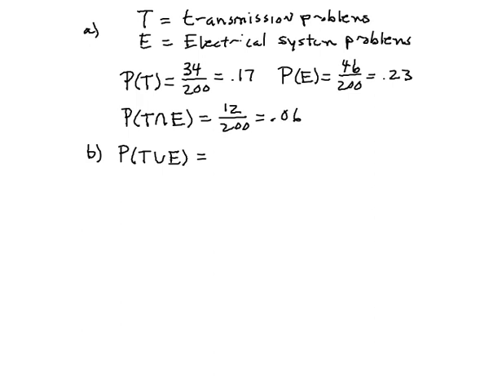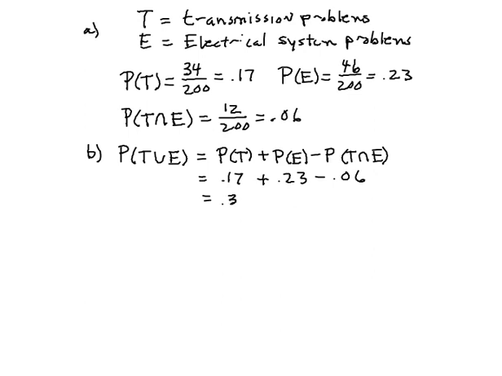Now how do I solve for that? Well, with the addition law, I know that that's going to be the probability of T plus the probability of E minus the probability of T intersect E. And then all I have to do, I've got all my given probabilities ready to go. I can just go ahead and put these values right into the formula. And the probability that a person owning this model of car will have trouble with the transmission or the electrical or both is 0.34, or 34%.